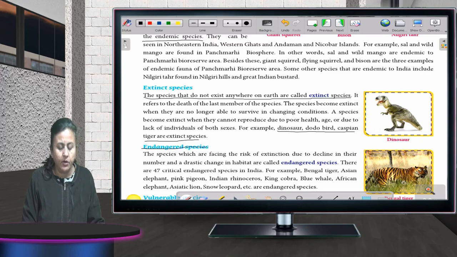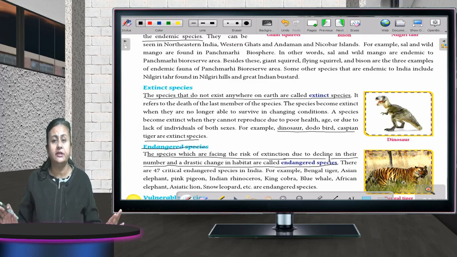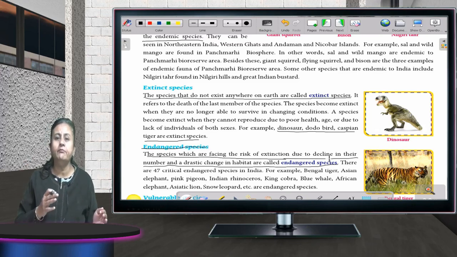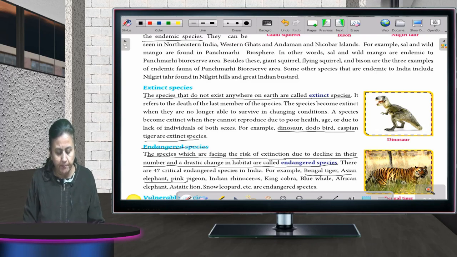Okay. What is endangered species? The species which are facing the risk of extinction due to decline in their number and a drastic change in habitat are called endangered species. They are in danger of getting extinct. Although they are still there, a time will come when there would be no more. The examples are Bengal tiger, Asian elephant, pink pigeon, Indian rhinoceros, king cobra.